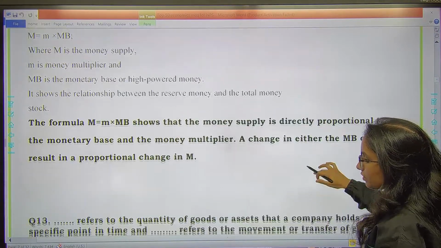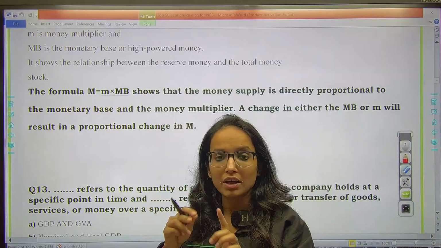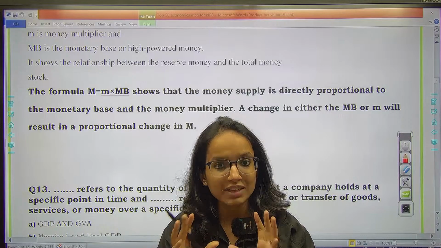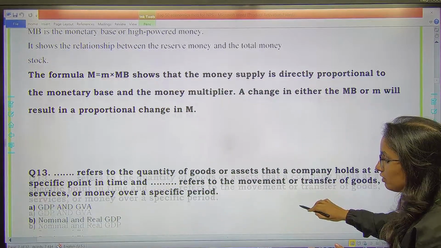Next question. Revise the formulas carefully, everyone: money multiplier, credit multiplier, accelerator. These are the basic concepts. Revise them. Okay. Next question.